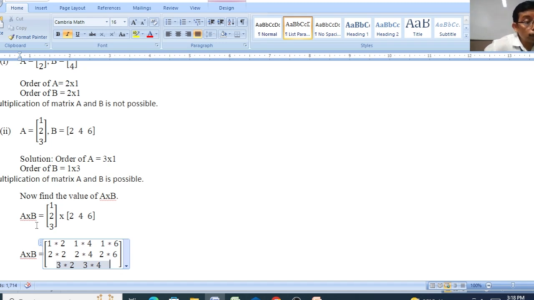Now the third row multiplied by the third column, the last step of this multiplication. Then 3 multiplied by 6. Then each row, each column multiplication is complete. This is the final answer of the multiplication of A cross B. Now we solve this matrix in the next step.